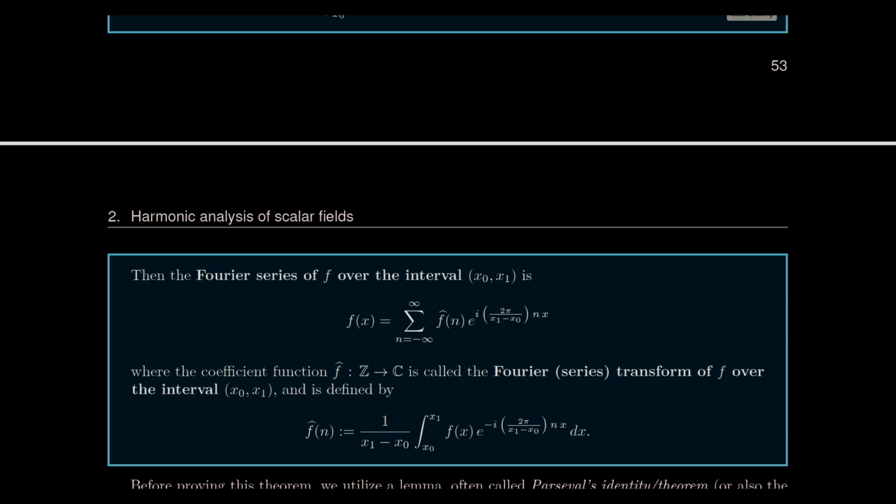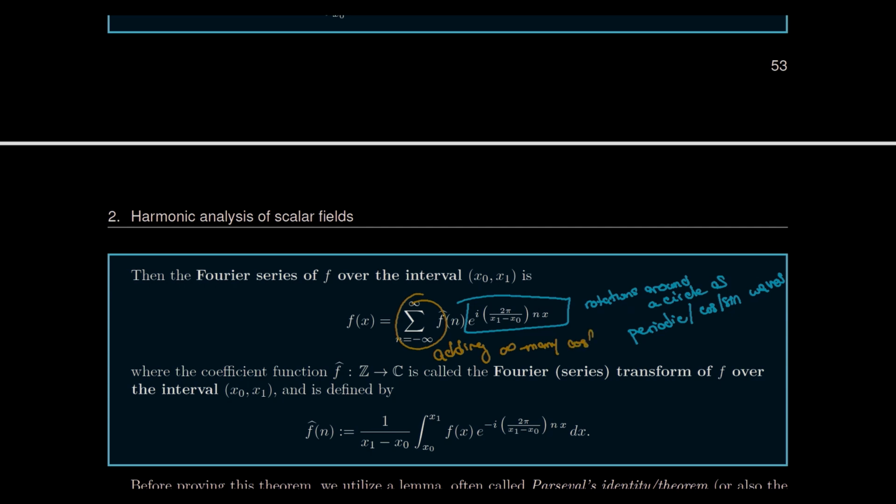Okay, and I'll link to a video by 3Blue1Brown where he shares really what's going on with this Fourier series. You can think about these, since they're rotations around a circle, as periodic cosine and sine waves, and we're adding infinitely many. So you add infinitely many cosine and sine waves of infinitely many frequencies to reconstruct the function f.